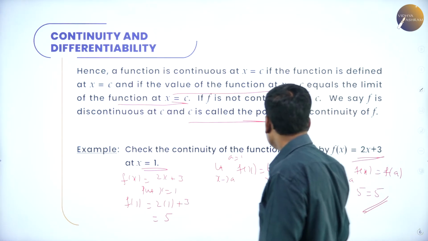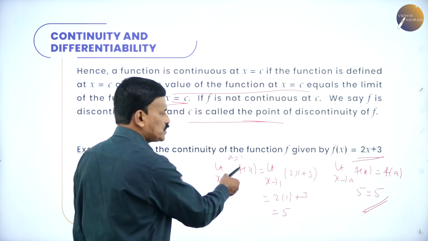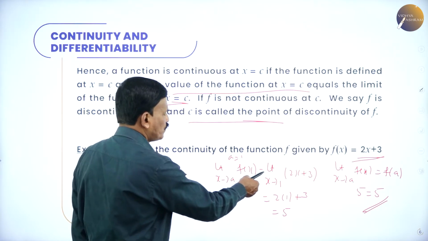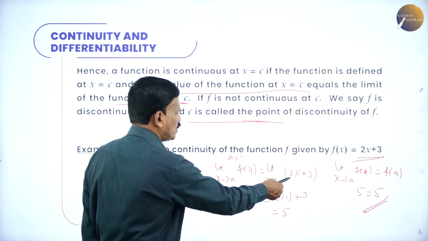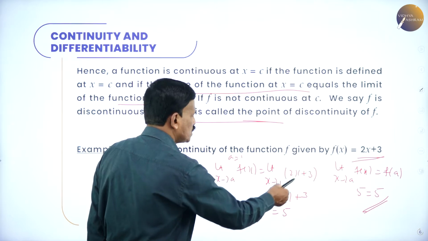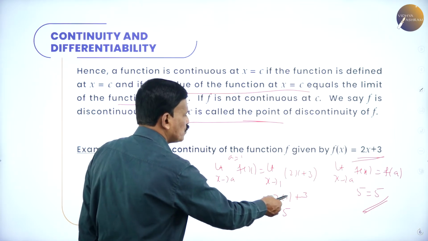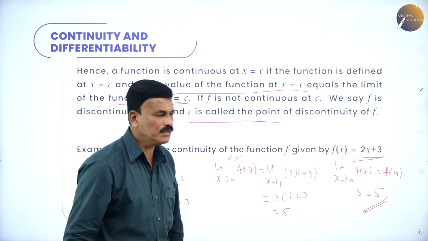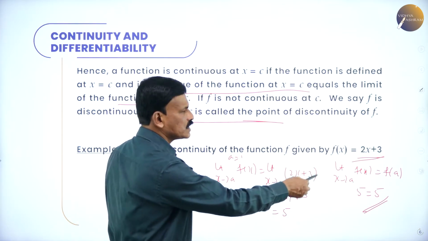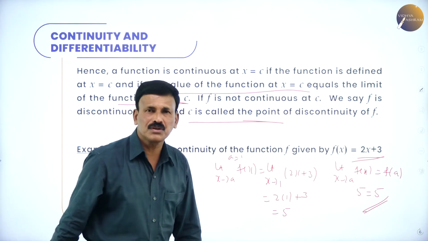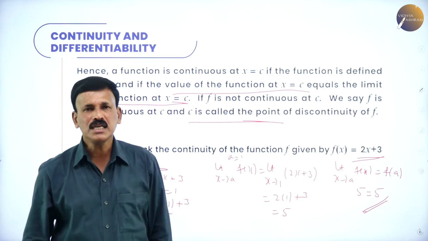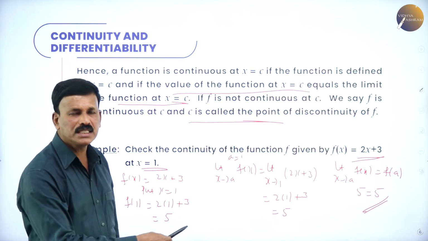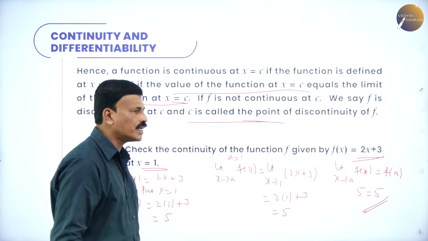Again, here at a is equal to 1, limit x tends to a of f of x can be written as limit x tends to 1 of f of x, which is 2x plus 3. Put x is equal to 1: 2 into 1 plus 3 is equal to 5. So the functional value is equal to limit x tends to a of f of x is equal to f of a, 5 is equal to 5, hence f of x is a continuous function. f of x is continuous at x is equal to 1.